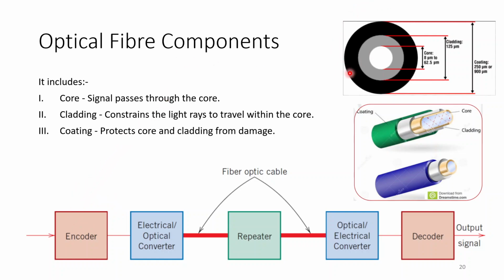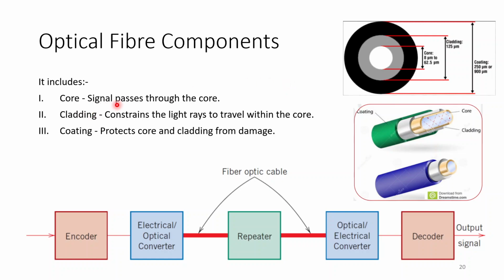These are the components of optical fiber. Inside you have the core having 8 micron to 62 micron diameter. Then you have cladding having 125 micron outer diameter. Then you have coating of 250 micron to 900 micron. So it is very compact compared to some other assemblies. Then you have core, cladding and coating.